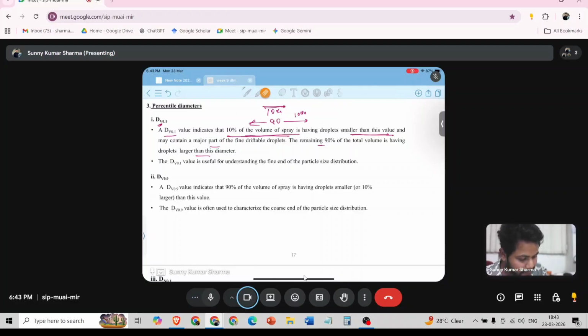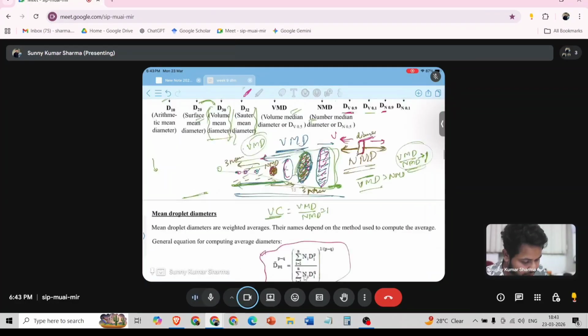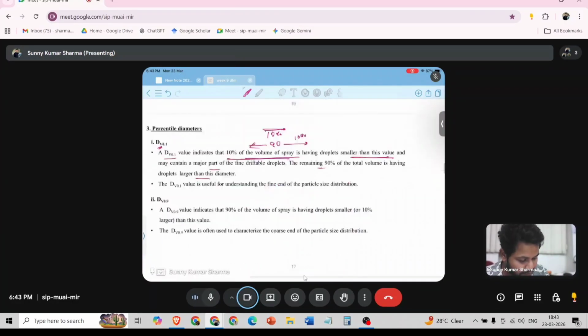If we are arranging volume in the same way as we arranged here, then there will be one diameter below which 10% of the volume will be there, and below which, if it is 90% of the volume, then it is DV 0.9.